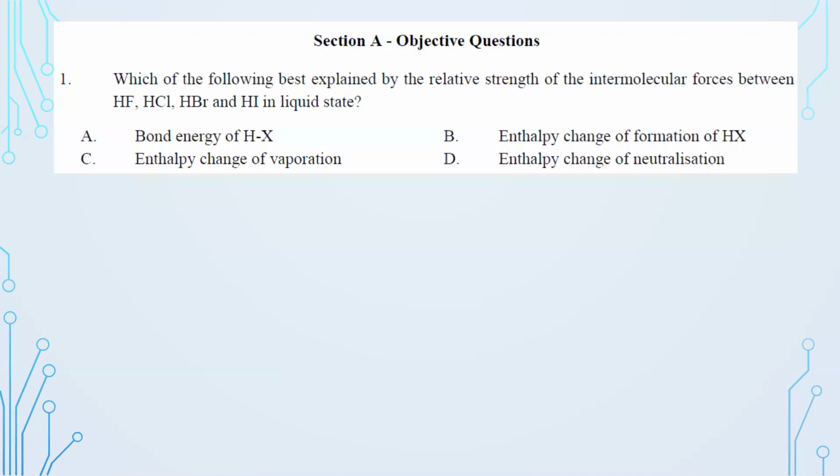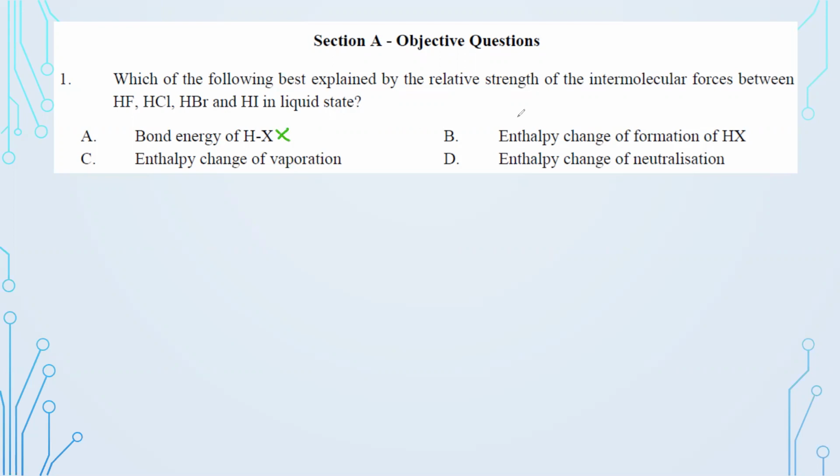Okay, number 1. Which of the following is best explained by the relative strengths of intermolecular forces between HF, HCl, HBr, and HI in the liquid state? What we are measuring here is actually intermolecular forces. When it comes to intermolecular forces, we can measure their melting point and boiling point, so it has nothing to do with the bond energy.